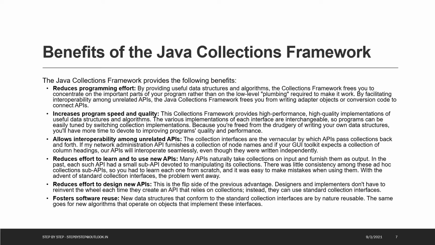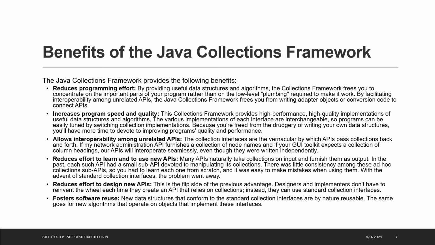The various implementations of each interface are interchangeable, so you can easily interchange between two collections. So programs can be easily tuned by switching collection implementation because you are freed from the drudgery of writing your own data structure. So you don't need to write your own data structure, so you can easily switch between two collections whenever you need to. You will have more time to devote to improving program quality and performance. Obviously, if you don't need to waste your time on writing data structures, you will get more time to concentrate on your core functionalities. So that's why it increases program speed and quality.